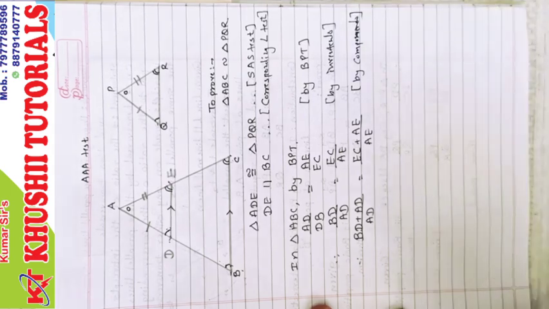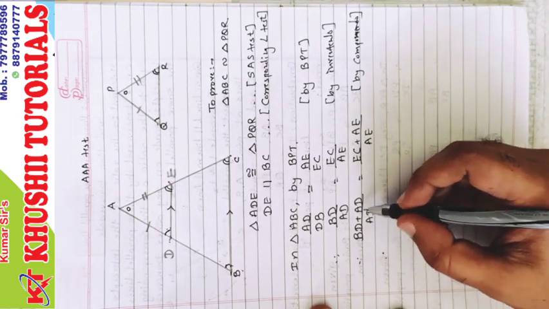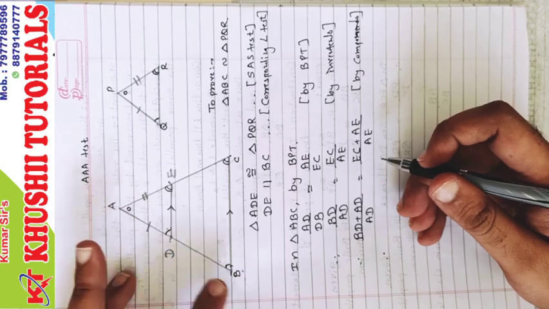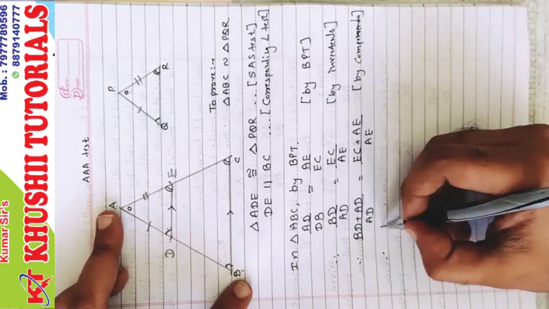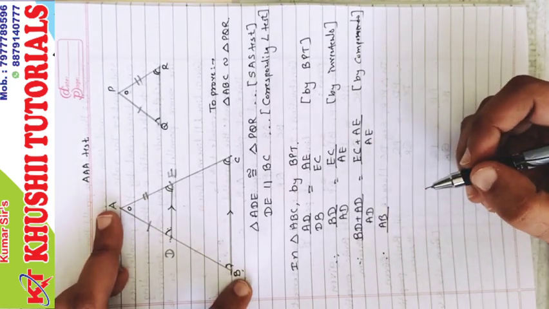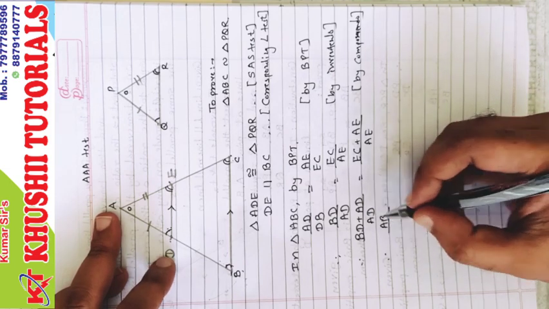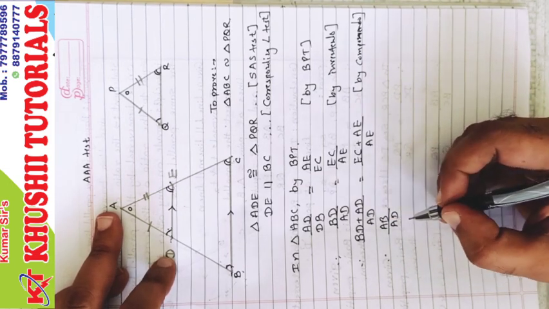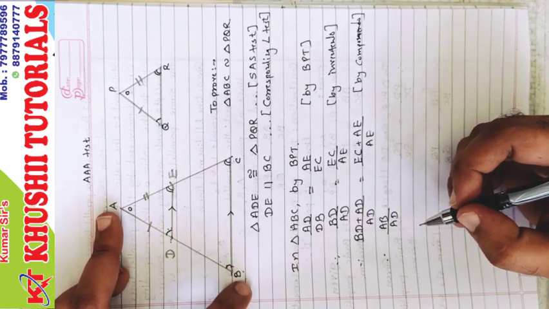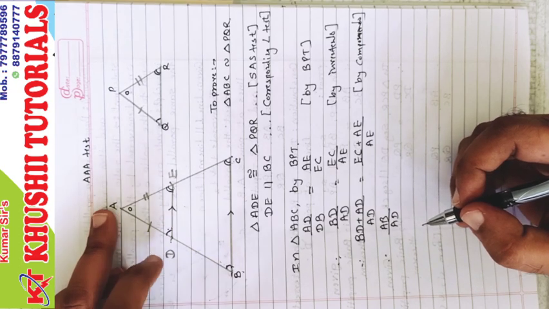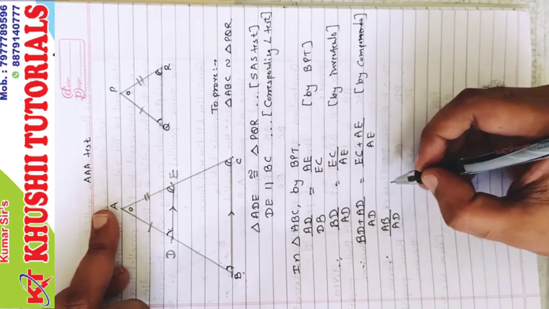Now BD plus AD, we get AB, the side of the bigger triangle, that's what we need, upon AD, which is already there, the side of the smaller triangle. So yes, we got what we need, the bigger triangle side and smaller triangle side, by componendo.